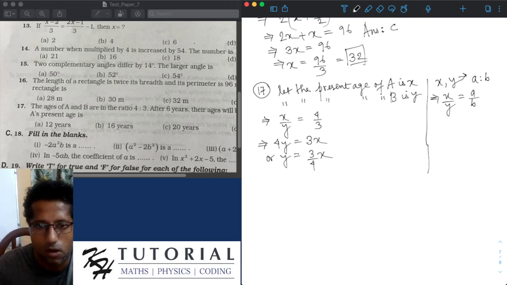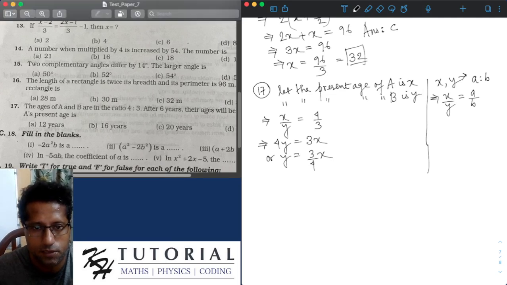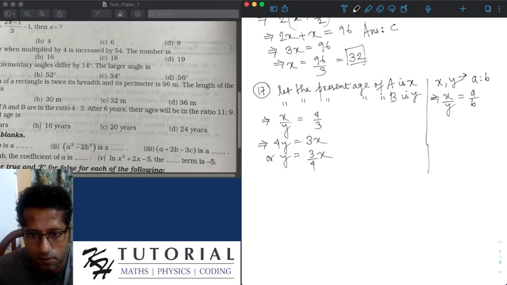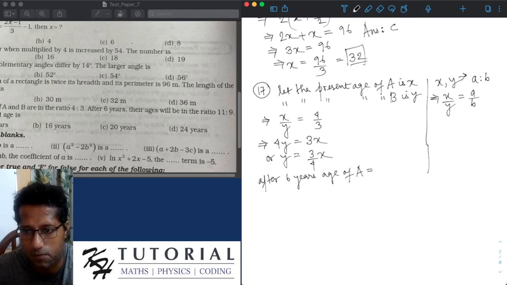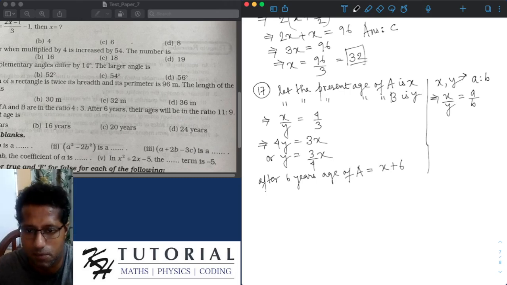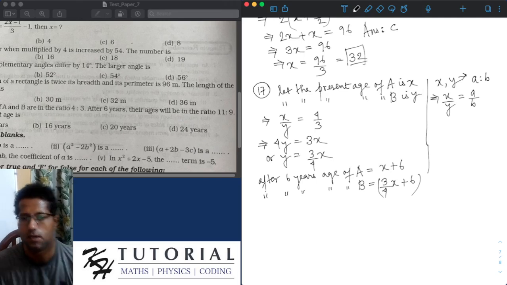Now it is saying that after 6 years, their ages will be in the ratio 11:9. So after 6 years, the age of A will be x plus 6, because the present age of A is x. Similarly, after 6 years, the age of B will be 3/4 x plus 6, because we found the present age of B to be 3/4 x.